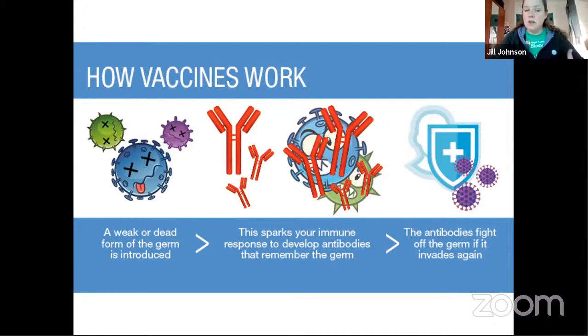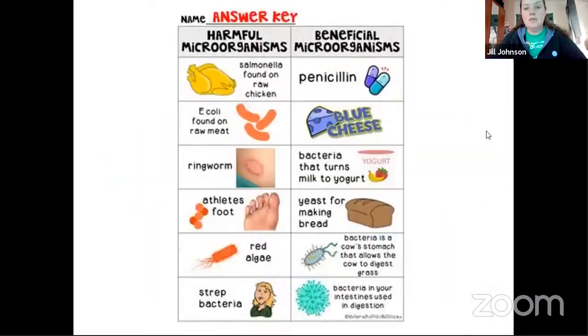So the immune system is really complex, but it's really, really important. So I think all you need to know now is that vaccines kind of give a heads up to your immune system and tell it what to look out for so it can fight off nasty microorganisms that we don't like to have in our bodies.